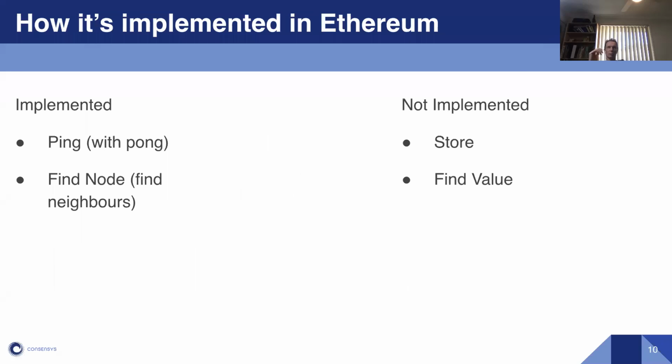So how is this Kademlia stuff implemented in Ethereum? As I mentioned, the ping and find node messages are the ones that are implemented. A ping in Ethereum has a Pong response, and the find node gets translated to the find neighbors method, at least that's what most of the clients end up calling it. And it doesn't implement the distributed hash table part, so it doesn't have a store or a find value.